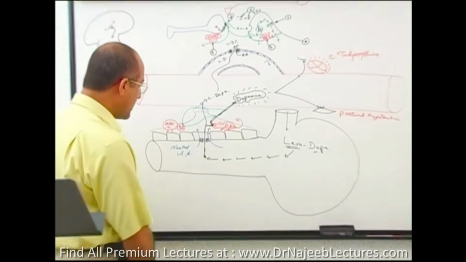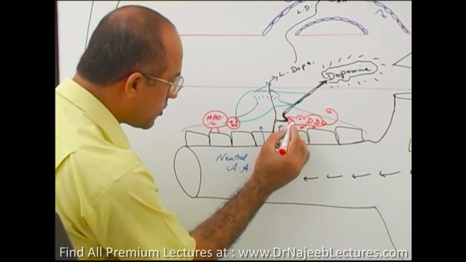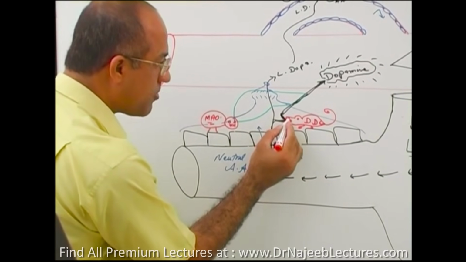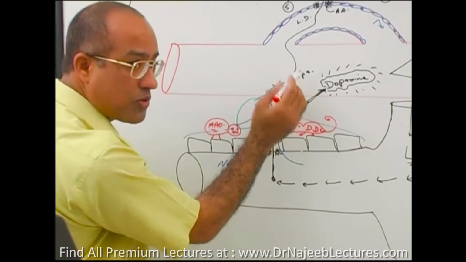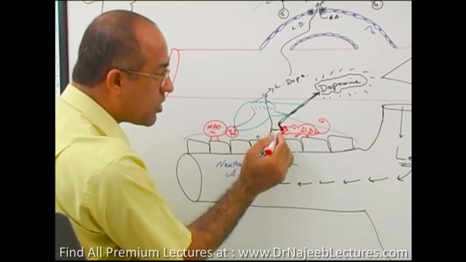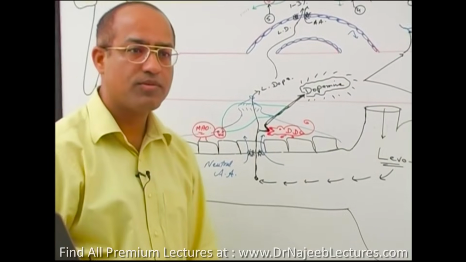So this nasty enzyme, which is peripheral dopa decarboxylase, we are not happy with this enzyme. Why? Because not only does it reduce the levodopa available for central nervous system activity, but it also converts the levodopa into dopamine, which can produce peripheral side effects.